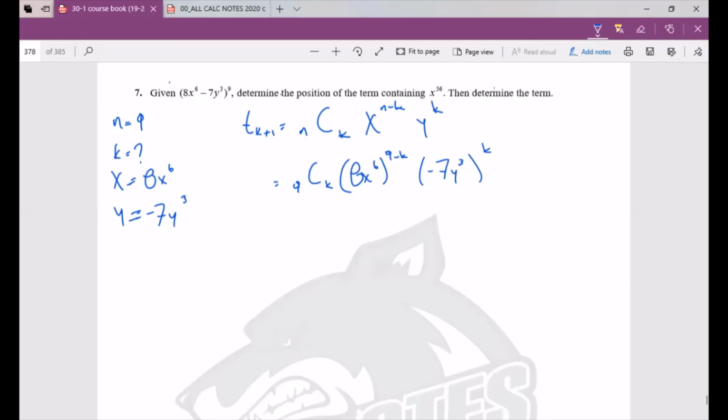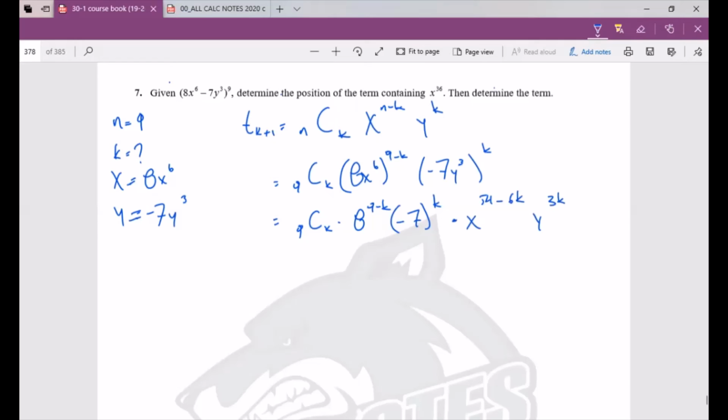So again, let's try to separate our numerical part and our variable part. The numerical part includes 9Ck. It includes 8 to the 9 minus k. It includes negative 7 to the k, and all of that is this number. The variable part is going to be x to the 6 to the 9 minus k, which is x to the 54 minus 6k. And then for our y, we have y to the 3k.